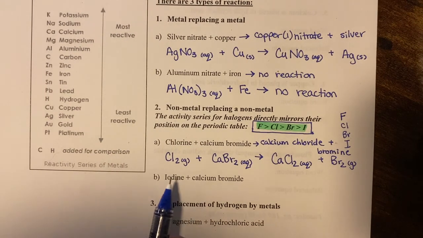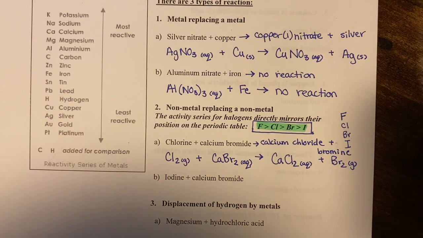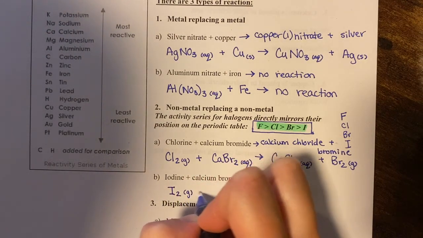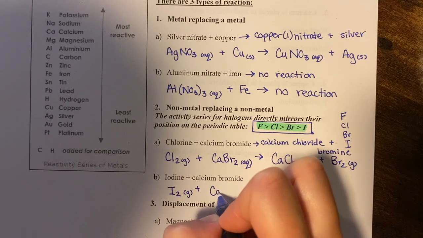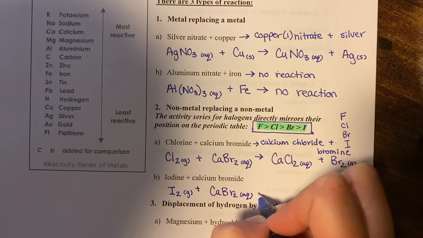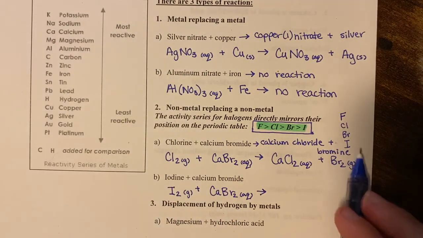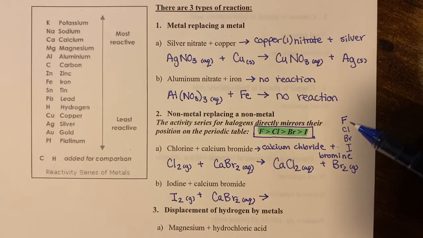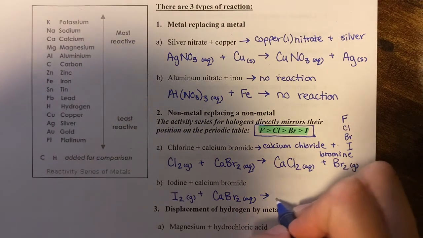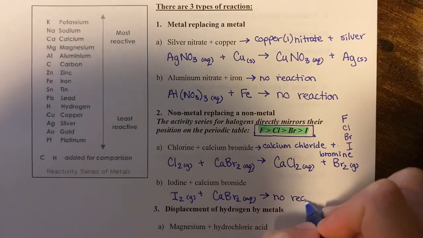Let's do another one. Here we've got iodine plus calcium bromide. So iodine is I2 gas plus calcium bromide, we already know that one is CaBr2 aqueous. Here we check the activity series. So the nonmetal activity series, we've got bromine and iodine. In this case, iodine is lower than bromine on the list. So it's not going to be able to displace the bromine because it's not reactive enough. So for this example, there would be no reaction.